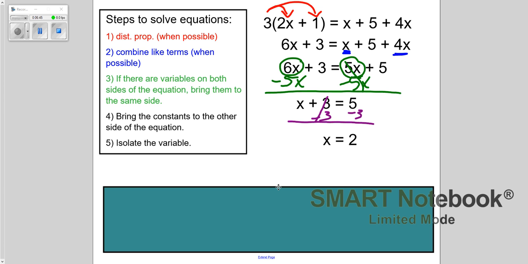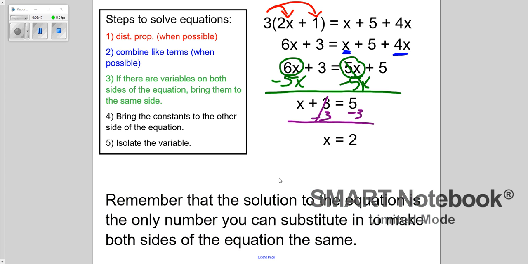That's the solution. What does it mean to be a solution? Remember that the solution to the equation is the only number you can substitute in to make both sides of the equation the same. So if I take this 2 and I plug it into the original equation anywhere I see an x, and then I simplify it, both sides of the equation will come out equal, which they should, because there's an equal sign in the middle.